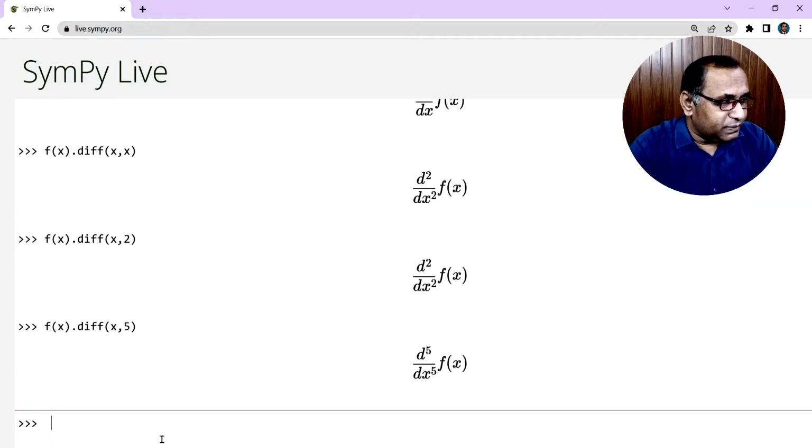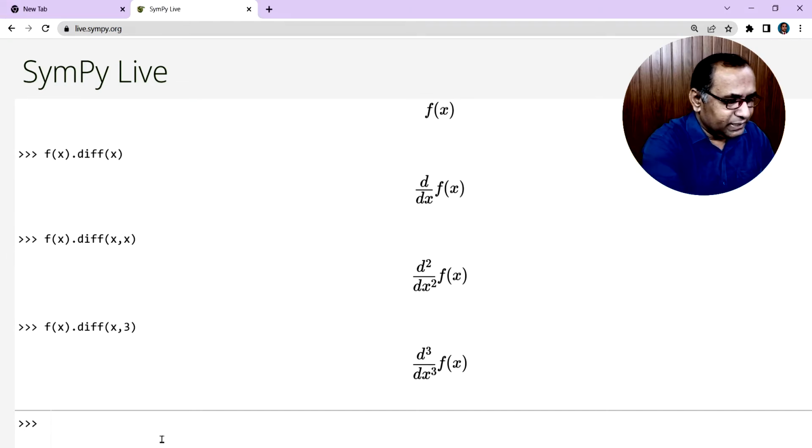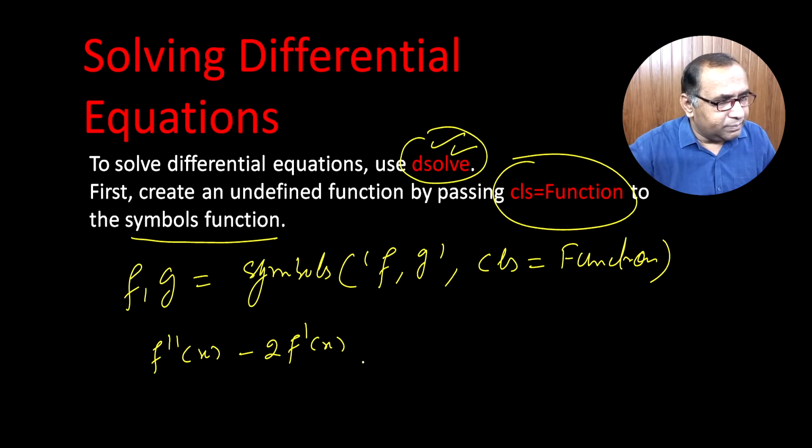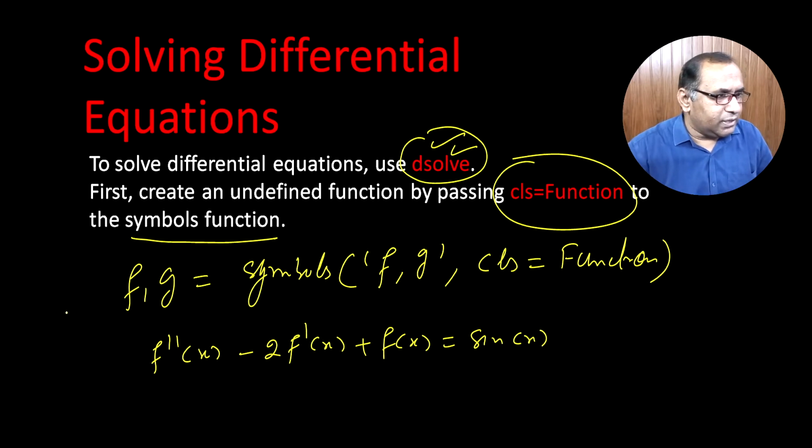So to represent the differential equation, we can have the syntax. Suppose that we have the differential equation f double dash x minus 2 f dash x plus f(x) is equal to sine x. So this is a second order differential equation, and we want to solve it by using symbolic SymPy.